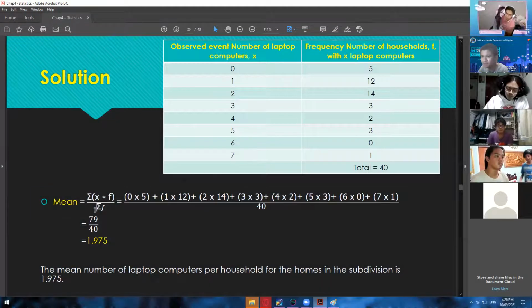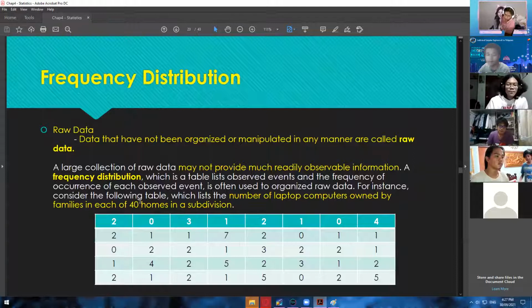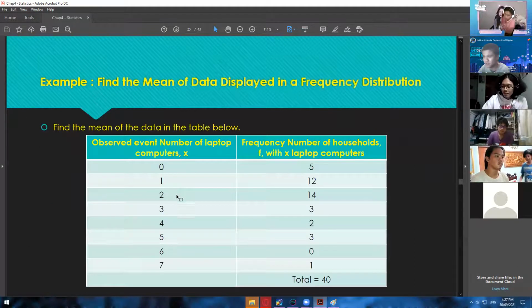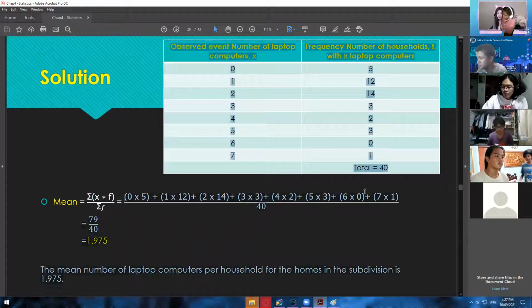And then instead of the summation of W, this one now is the summation of F. So you could say that this one is the same as the weighted mean. It's just that when we see a frequency distribution, this one came from raw data. So those are the differences and why we have to use F instead of weight. So just do the math.